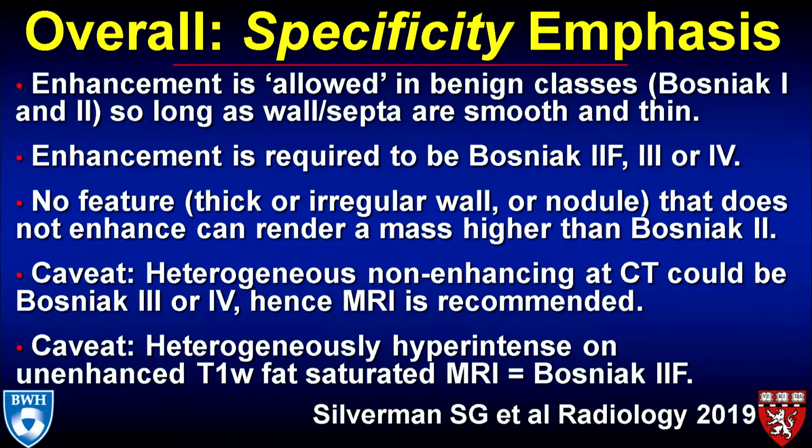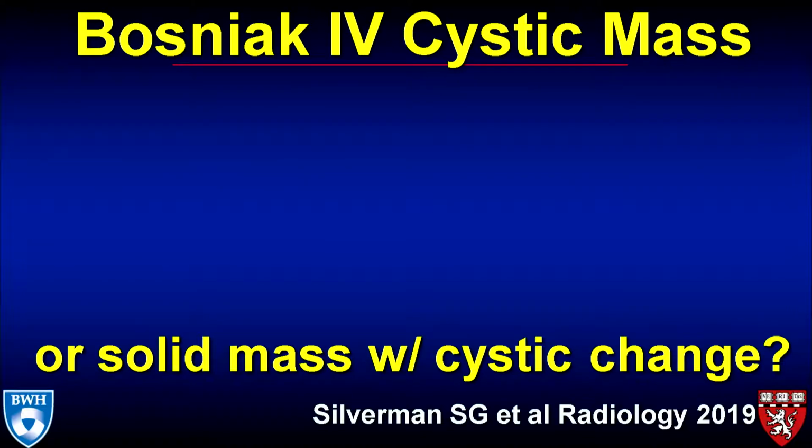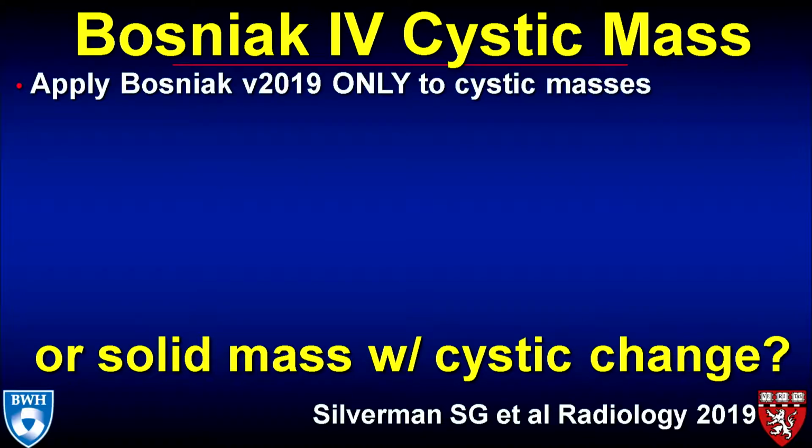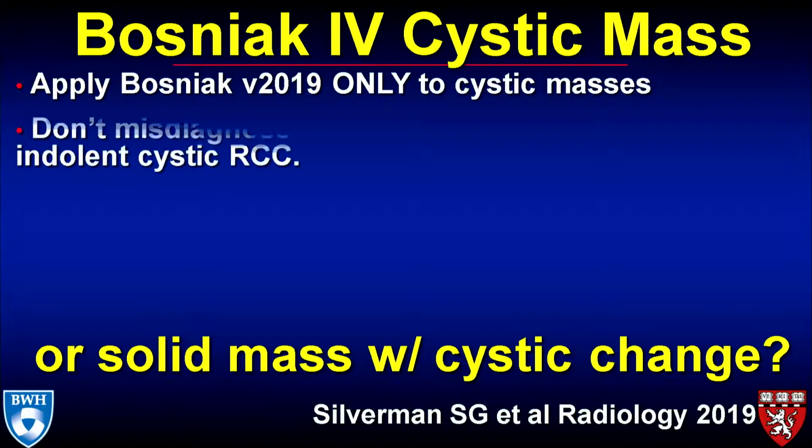Also, heterogeneously hyperintense on an unenhanced T1 fat saturated MRI is a 2F. Those are very typical lesions. They could be papillary cell carcinoma, so we're going to follow those. So we're applying this only to cystic masses, okay?